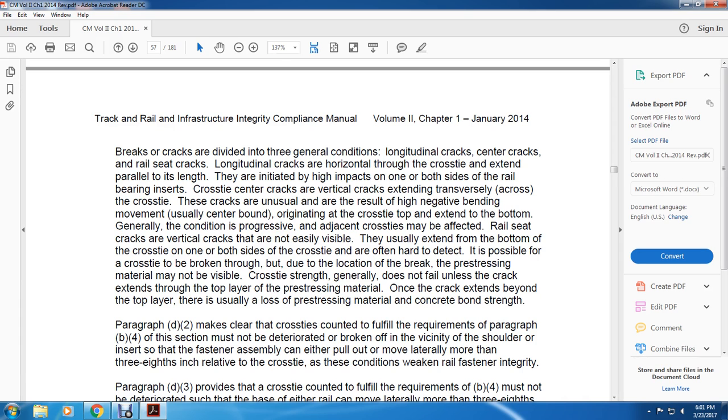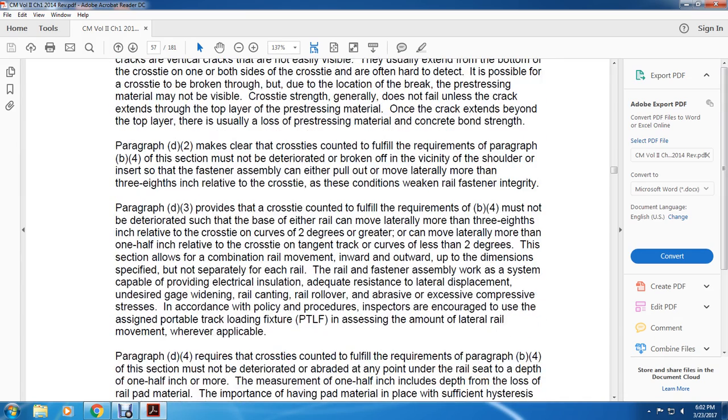operating cross tie, but they extend to the bottom of the cross tie, and generally conditioned progressive adjacent cross ties may defect. Rail seat cracks are vertical cracks. They are not easily visible. They usually extend to the bottom of the cross tie, one on both sides of the cross tie, and are often hard to detect. It is possible the cross tie is broken through due to the location of the breakup of the pre-stressing material, which may not be visible. A cross tie generally does not fail unless the crack extends to the top layer of the pre-stressing material. Once a crack extends beyond the top of the layer, there is usually a loss of the pre-stressing concrete bond strength.